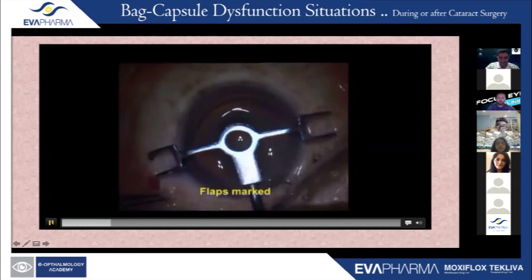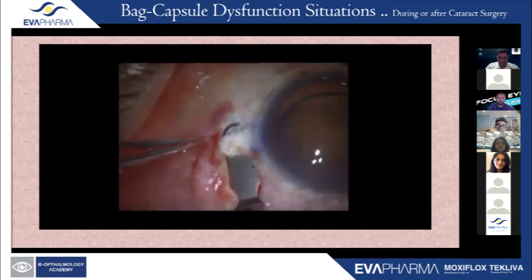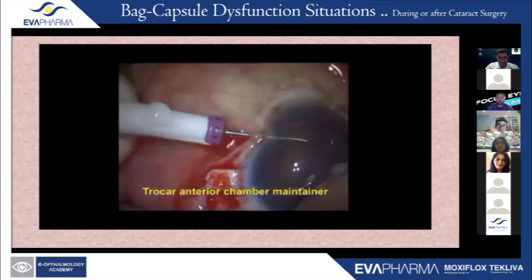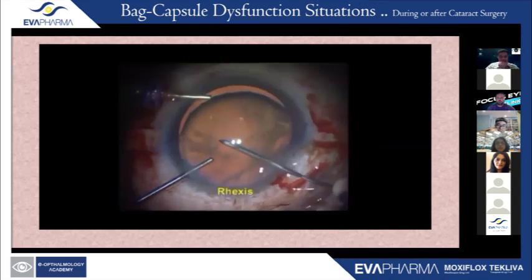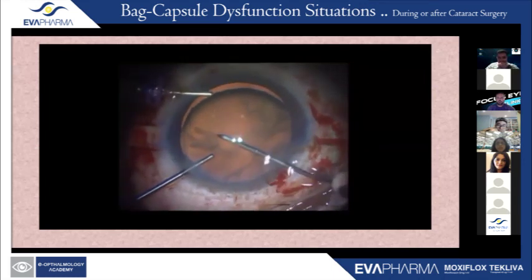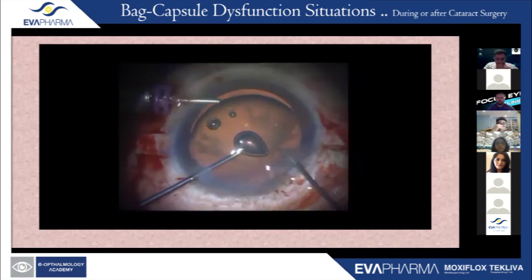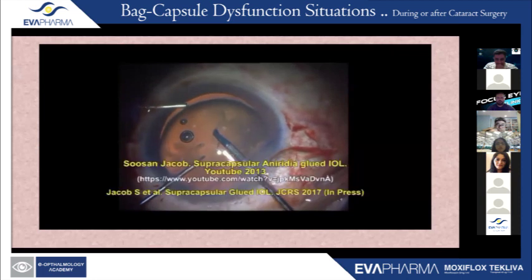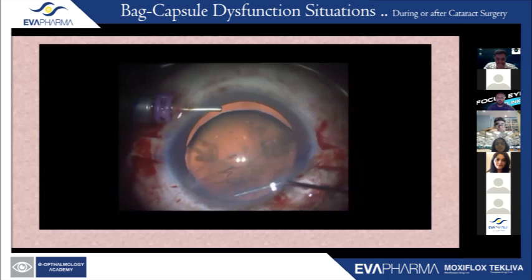So what I'm doing here is something very different. I'm creating lamellar scleral flaps, just as you would do for a glued intraocular lens. So all that is exactly the same. I'm putting in a trocar anterior chamber maintainer, something that we had discussed a little while ago in this webinar. And now if you see, I am doing a rhexis. What I'm planning to do in this case is basically a phacoemulsification. So I complete my rhexis with microforceps. And we also published this in JCRS.